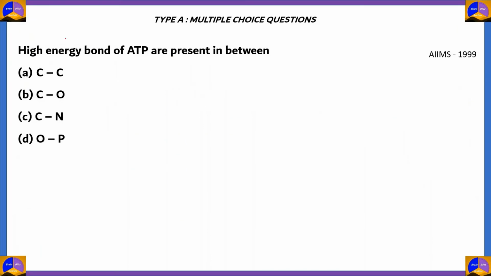Let's look at our next question. The high energy bond of ATP are present in between carbon-carbon, carbon-oxygen, carbon-nitrogen, oxygen-phosphorus. So in order to generate energy, ATP is changed into ADP plus phosphorus. So one bond with phosphorus is getting broken. So the only bond with phosphorus in it is option D. So this bond has the high energy, and it changes ATP into ADP plus phosphorus.